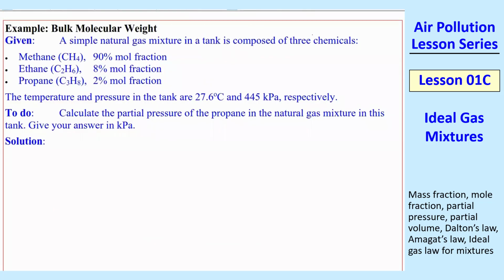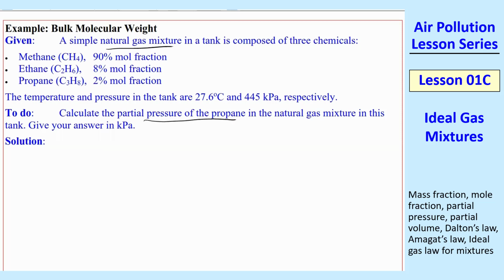Now let's do a very quick example problem, and you'll have something similar in your quiz. So we're given 3 chemicals, a natural gas mixture. For natural gas here, these are all ideal gases. Natural gas that you burn for heat is pretty close to this. It depends on the company. They also add some odor that you can smell, like rotten eggs, but that's a very small amount. But roughly 90% methane, 8% ethane, and propane 2%. So we have the temperature and the pressure also. Calculate the partial pressure of the propane in this mixture in kPa.